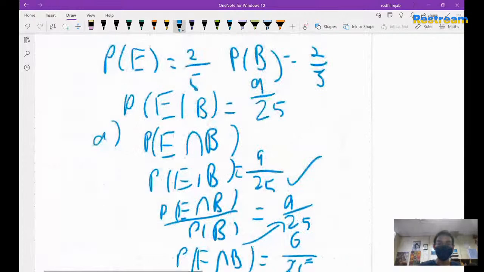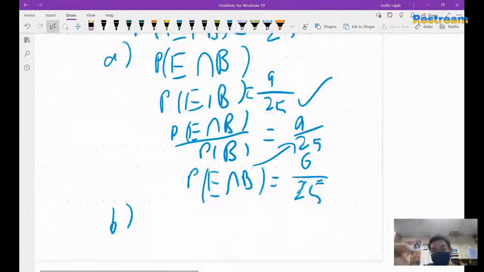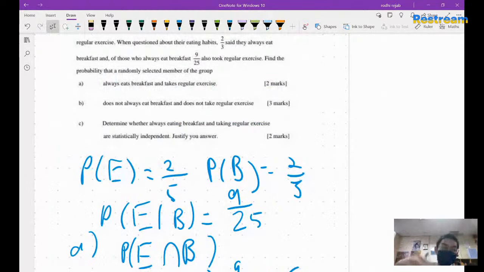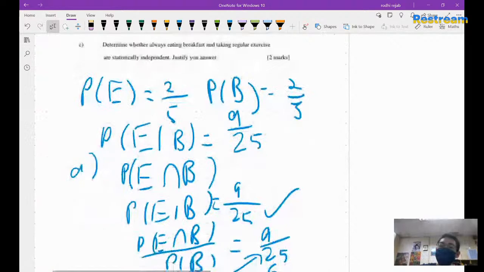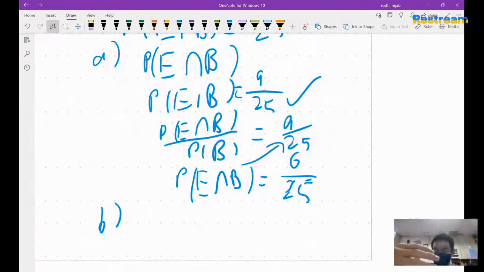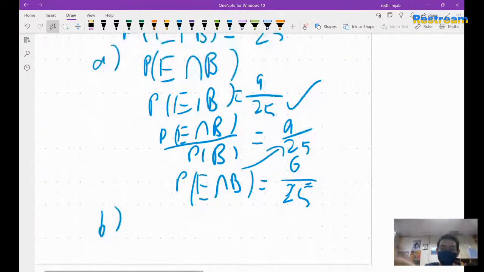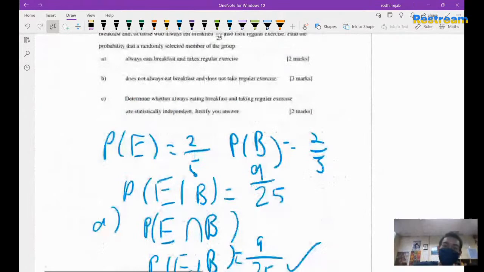So we solved question A, and from this we've obtained a very important piece of information, which is P(E intersect B). In these kinds of questions where they have part A, part B, part C, or Roman 1, 2, 3, the most probable situation is that you'll have to use the information obtained from the first part to solve the second part, or the second part to solve the third part. That's what always happens.